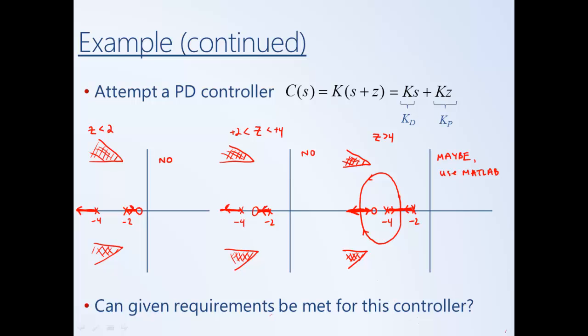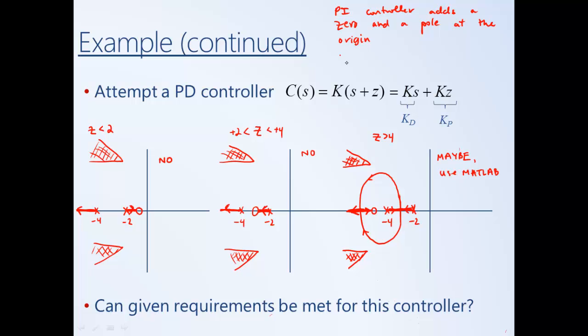Before we move on, it was interesting to see that the PD controller added a 0. What if we had attempted a PI controller? It turns out that a PI controller adds a 0 and a pole at the origin. Okay. And so that may not be absolutely obvious.